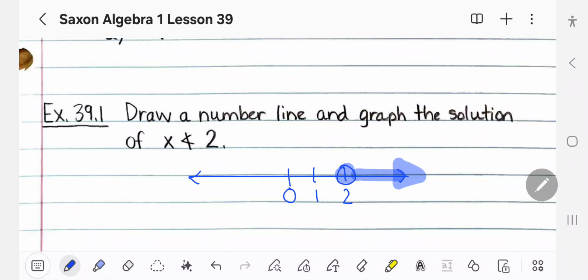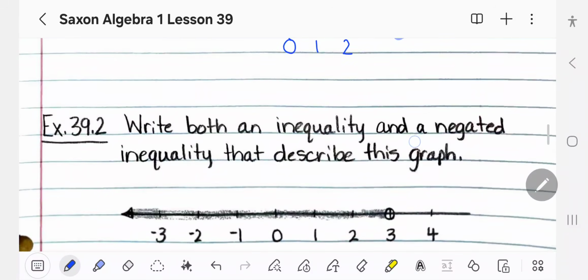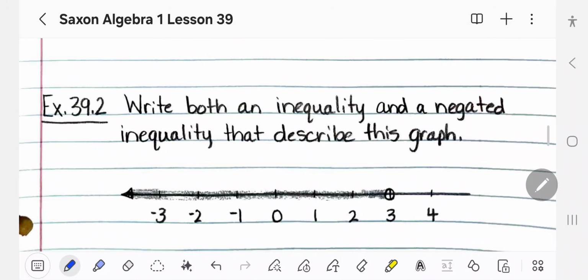So for 39.1, you're going to have this graph. It's going to be a filled-in dot on 2, and it's going to be shaded to the right. X is greater than or equal to 2, which means the same as this negated inequality. Example 39.2. Write both an inequality and a negated inequality that describe this graph.